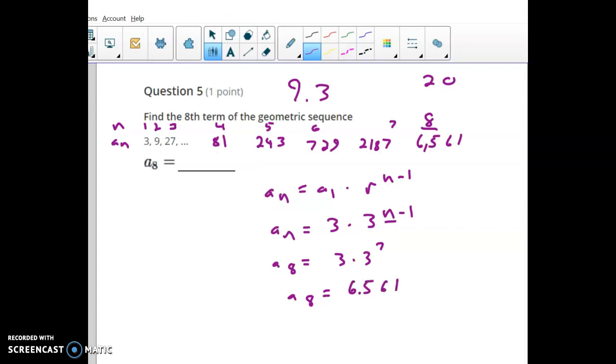Long term, I think it's probably better to know these formulas and know how to use them. The formulas will be given to you on the test. You just have to know how to use them. So 6561 looks like the right answer there. All right, hope that helps.